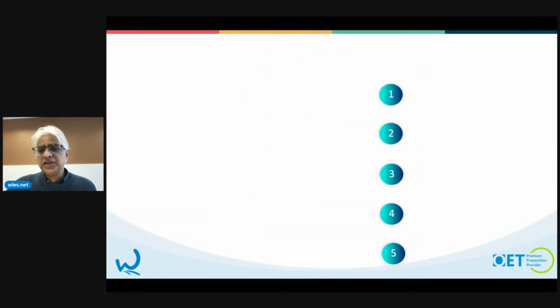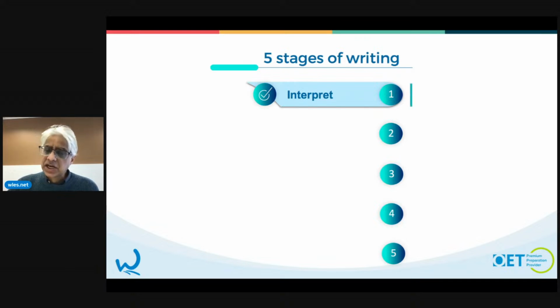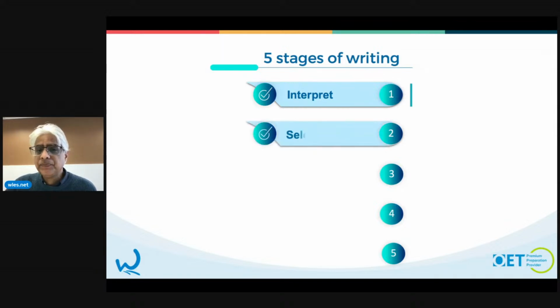First of all, the 5 stages of writing. You can see here on the screen there are 5 different stages. First, you've got to interpret case notes accurately. This is really important. You don't want to misinterpret case notes, so you really need to read with care. Reading is an important part of the writing exam. You really need to understand the case notes clearly.